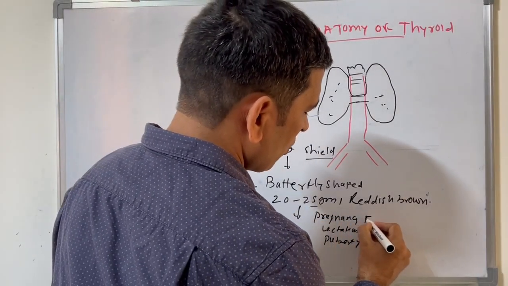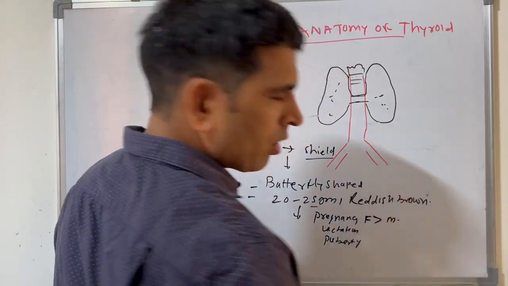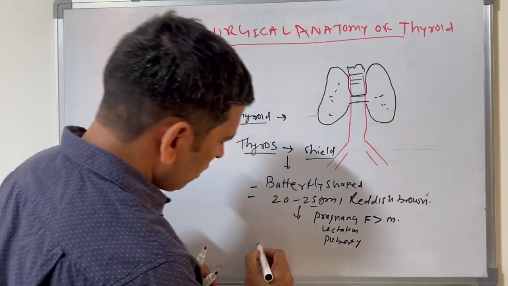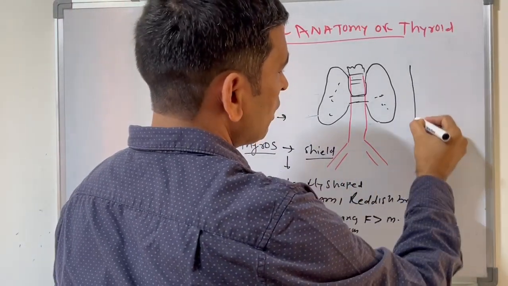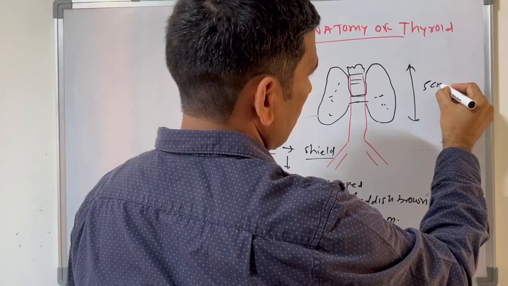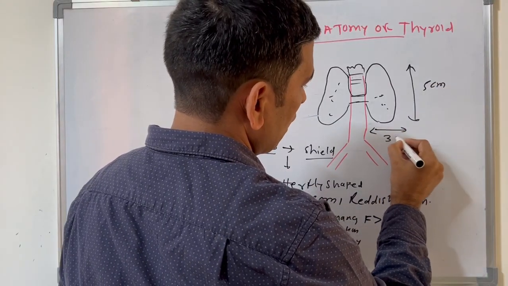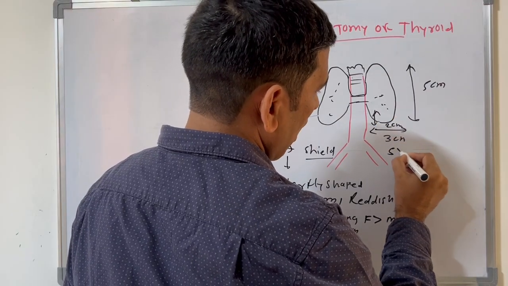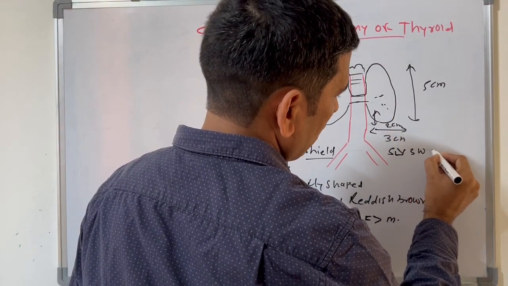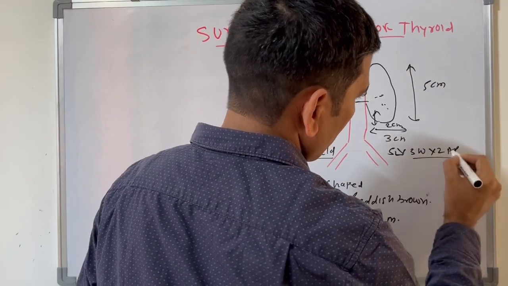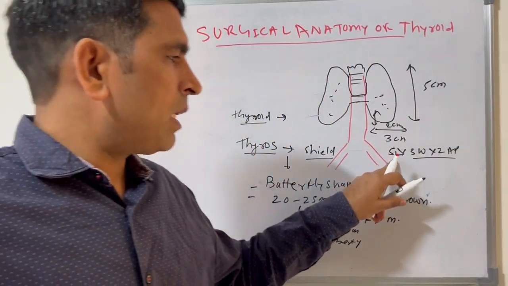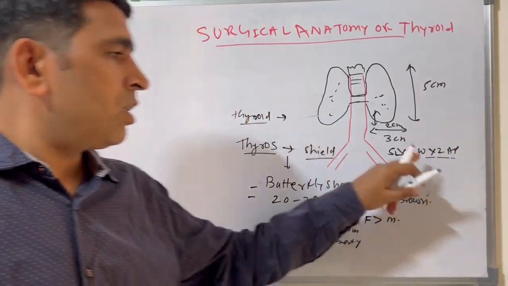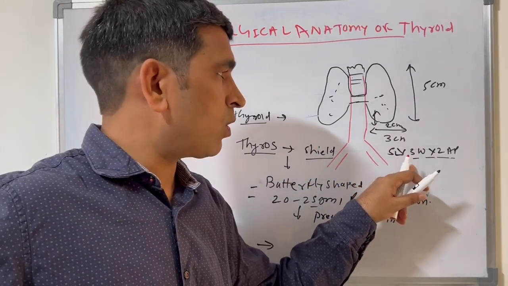Normal weight is more in female than in male. What are the dimensions? Length is about 5 centimeter, width is about 3 centimeter, anteroposterior is about 2 centimeter. So 5 by 3 by 2 is the normal dimension of the thyroid gland.